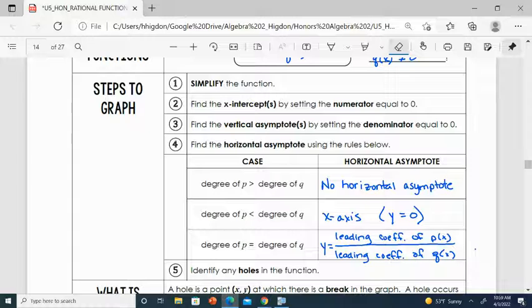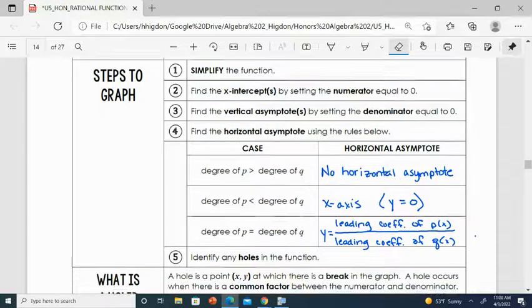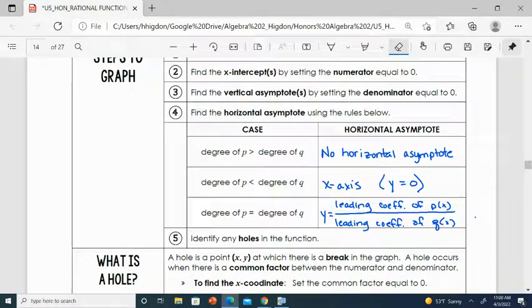Step number 4, you're going to find your horizontal asymptotes using the rules below. So when we look at these rules for horizontal asymptotes, we have to pay attention to the degree of the numerator compared to the degree of the denominator. And the degree comes from the exponent. So you look at the highest exponent in the numerator and compare it to the highest exponent of the denominator. If the degree of p, which is your numerator, is greater than the degree of q, which is the denominator, then there are no horizontal asymptotes.